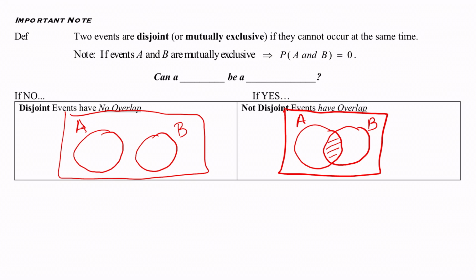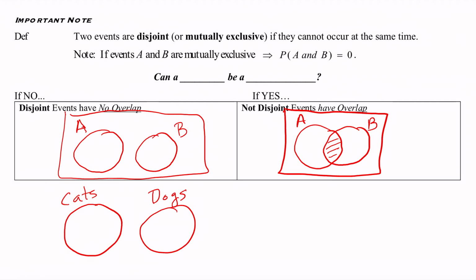One example of disjoint events could be, for instance, we maybe have the event of an animal being a dog, or the event of an animal being a cat. So let's think of it this way here. If I have one bubble that represents cats and another bubble representing dogs, there are no elements that are common to both sets because an animal can't be both a cat and a dog.